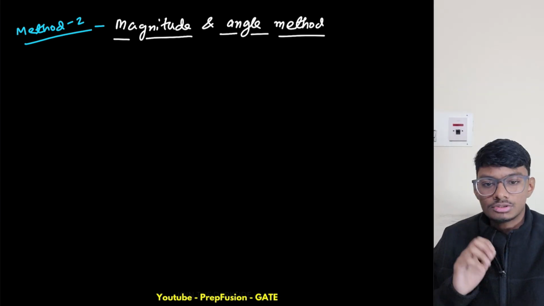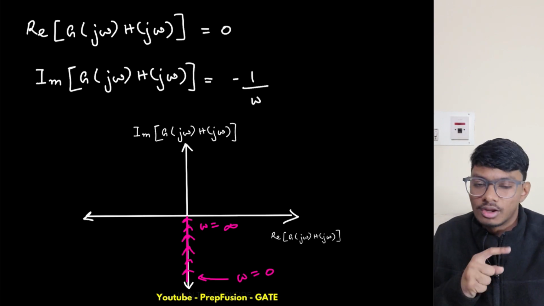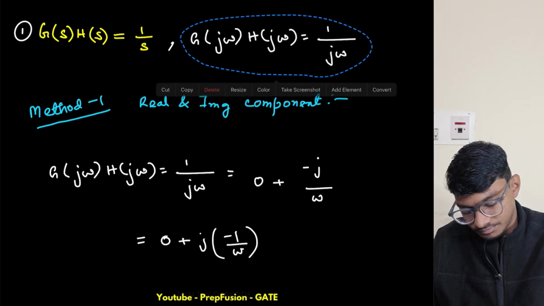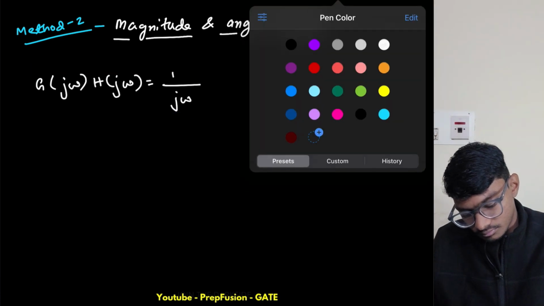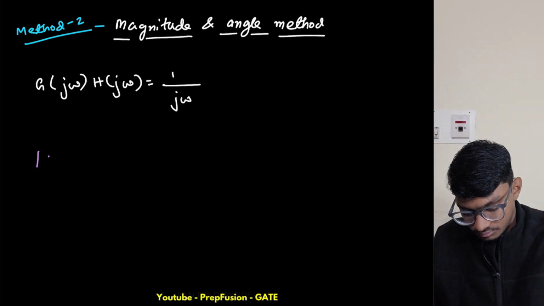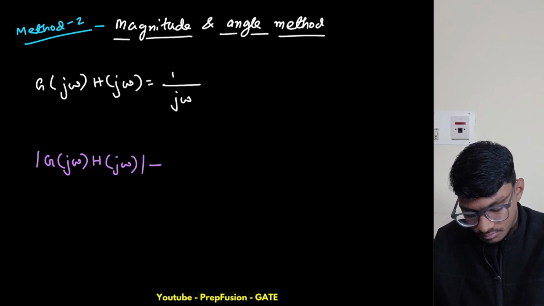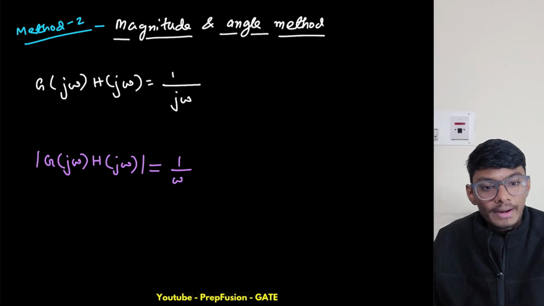Magnitude and angle method. So what is the magnitude and angle method? Basically I will find the magnitude of g of j omega and the angle, and accordingly I will plot that. So you can also plot it like this. My g of j omega is this one. So what is my magnitude? One by omega basically. So my magnitude is 1 by omega.